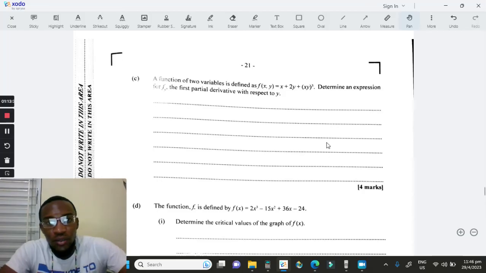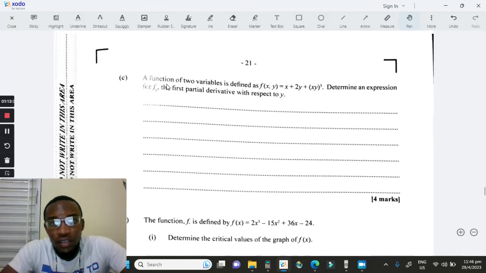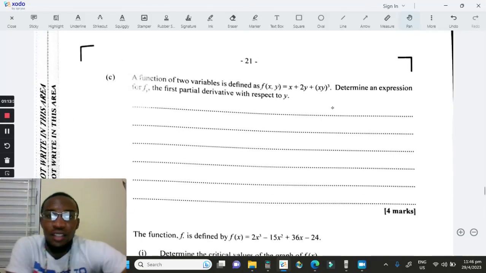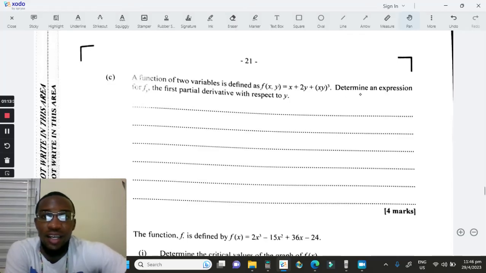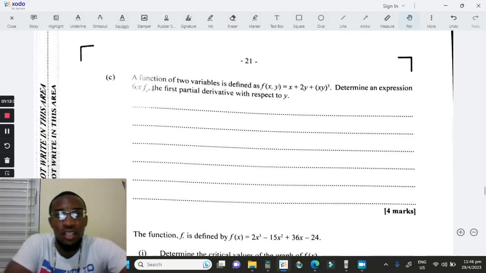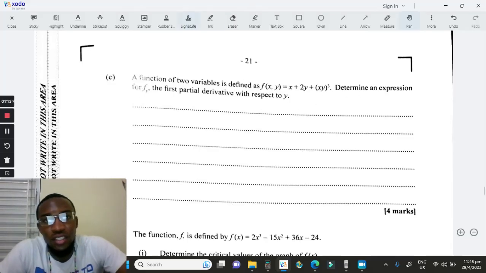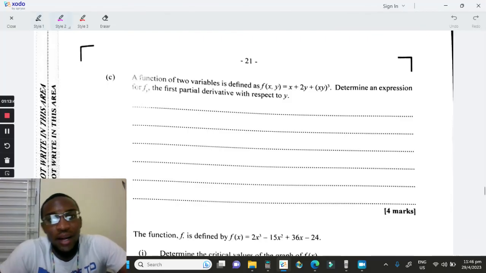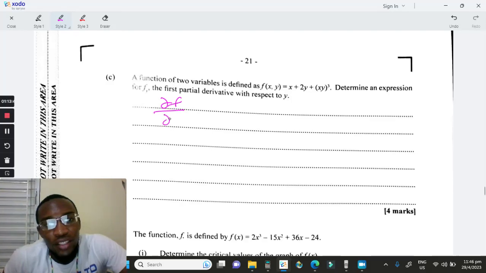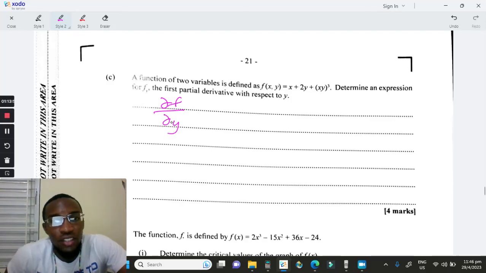Now this part says a function of two variables is given by this, and it says determine an expression for the first partial derivative with respect to y. The first partial derivative is written as ∂f/∂y. That's the first partial derivative with respect to y. When you're differentiating with respect to y, then x is held as a constant. Go and check out the video that we have on this channel on partial derivatives.